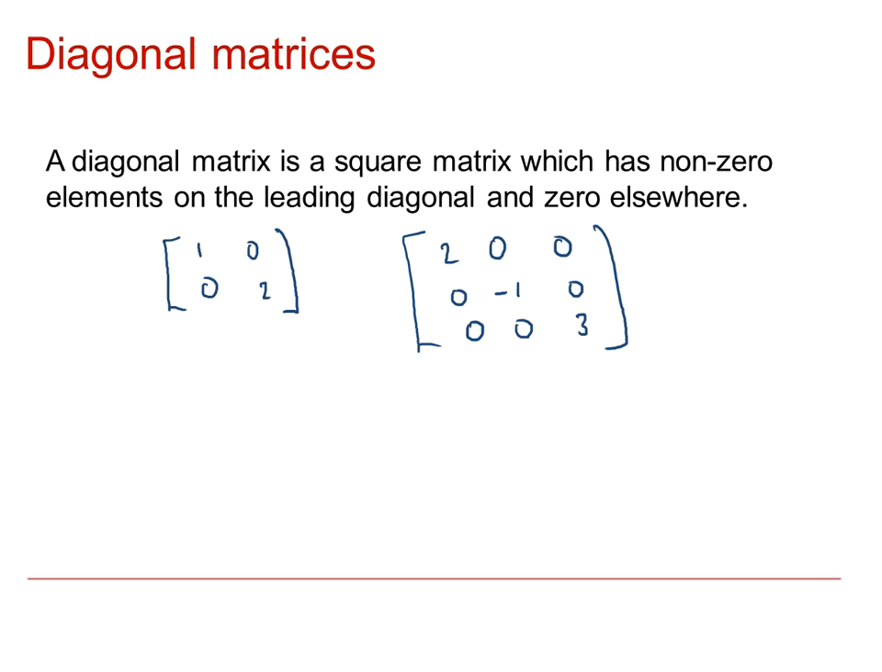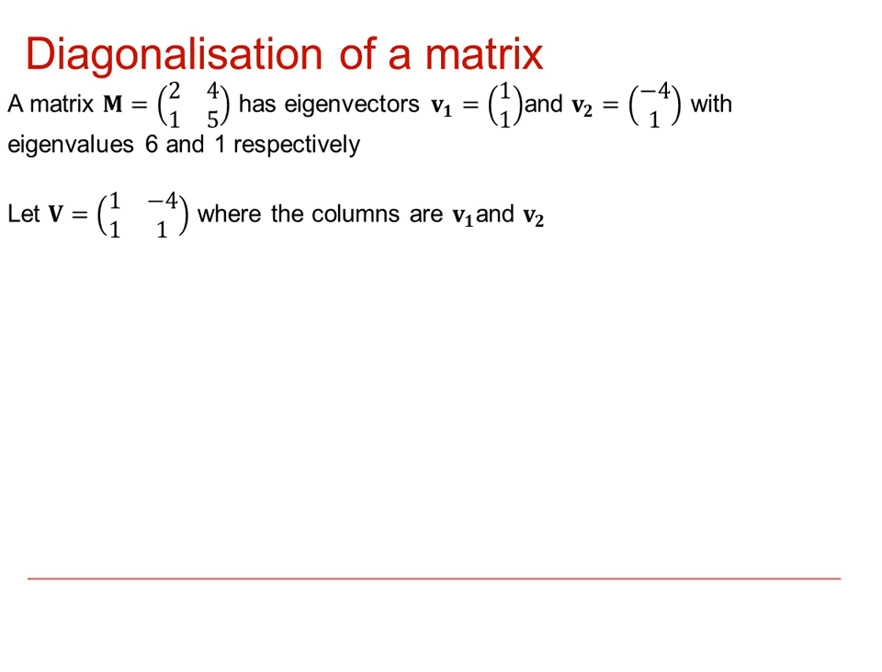I'd now like to consider some matrices which are formed by using eigenvectors and eigenvalues. So consider the matrix M, which is given by 2, 4, 1, 5, which has these particular eigenvectors and corresponding eigenvalues. So we're making a matrix V, made up of the columns from the eigenvectors: the first column V1 and the second column V2.